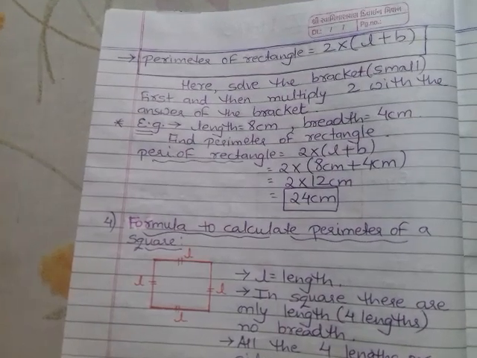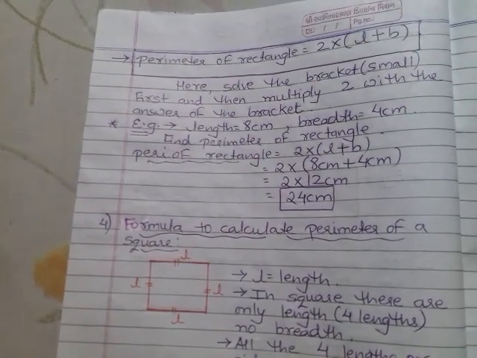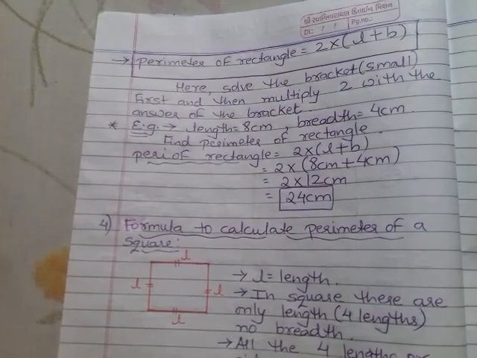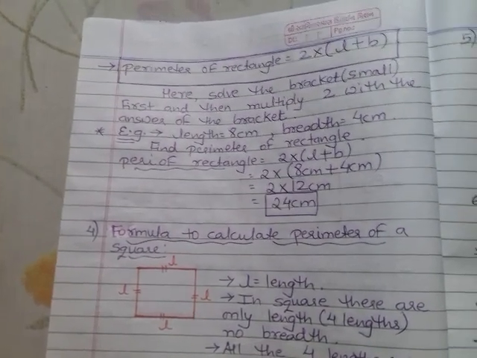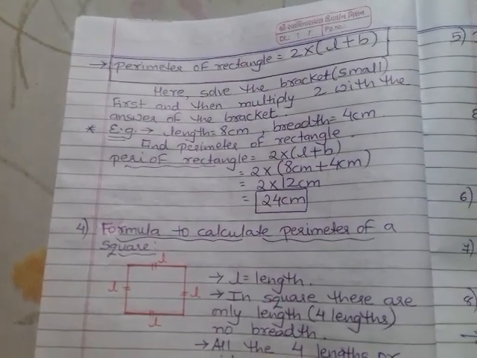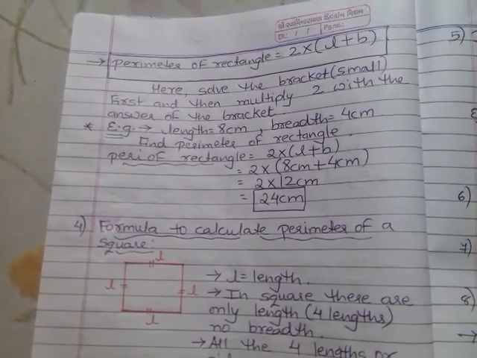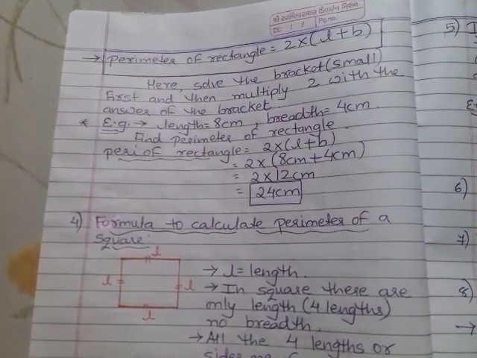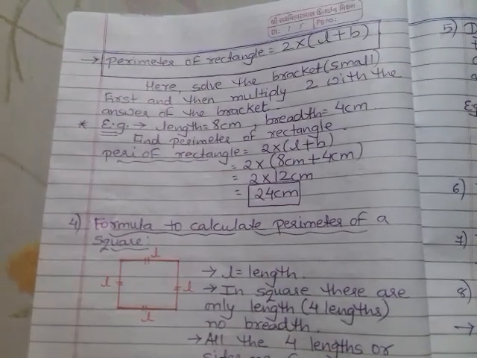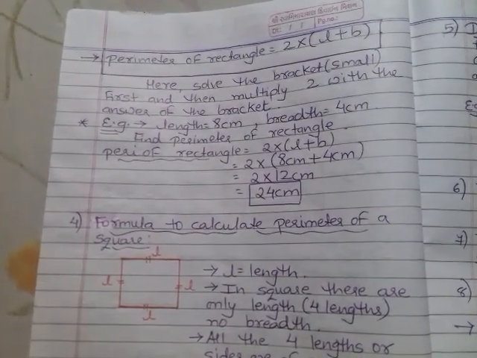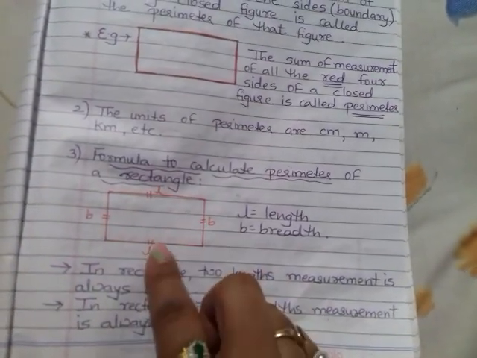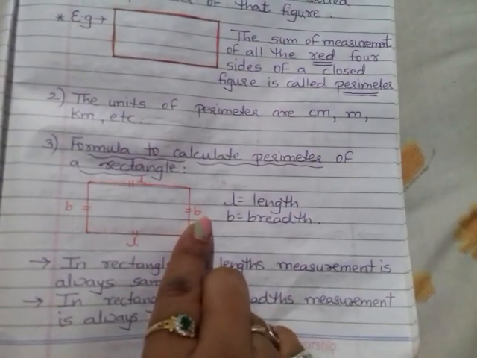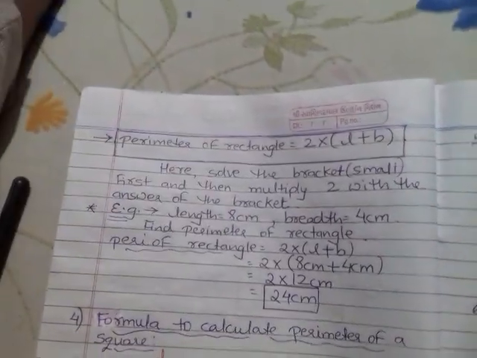Okay, now coming to the formula for finding the perimeter of a rectangle. It's very easy. The perimeter of a rectangle is 2 multiply small bracket L plus B. L is nothing but length and B is nothing but breadth. Now how to calculate the perimeter of a rectangle? You can see L and B are written in the small bracket along with the addition sign, but outside I have written multiply by 2. As you can see on the previous page, length is repeated 2 times and breadth is also repeated 2 times. So because of this we multiply length and breadth by 2.